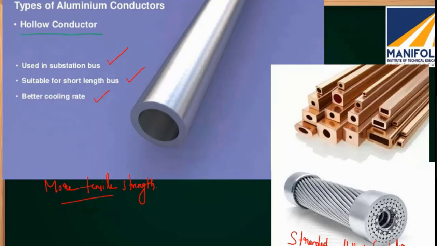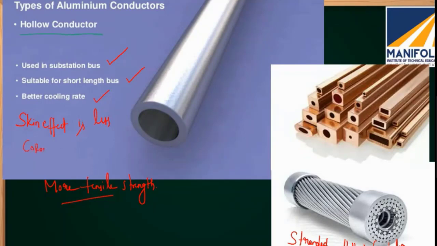Why? Because some air circulation will happen in the hollow portion of the conductor, which offers better cooling. Okay, so one more advantage of hollow conductors is that skin effect is less.